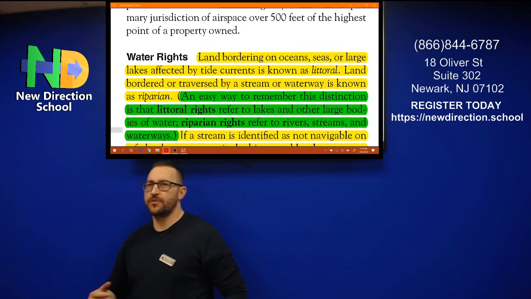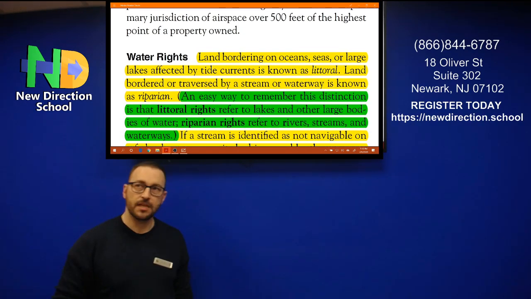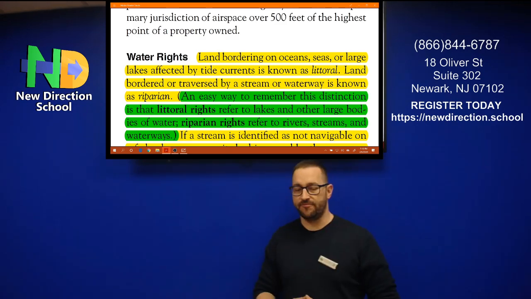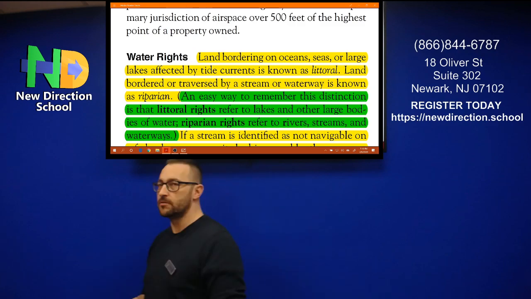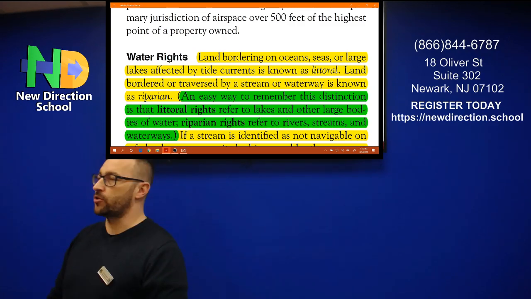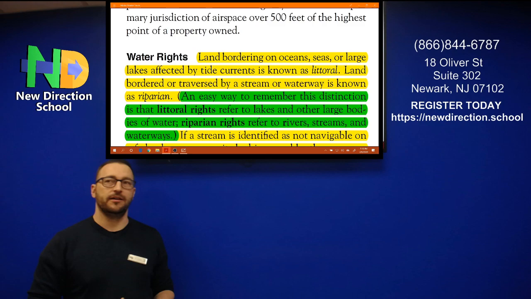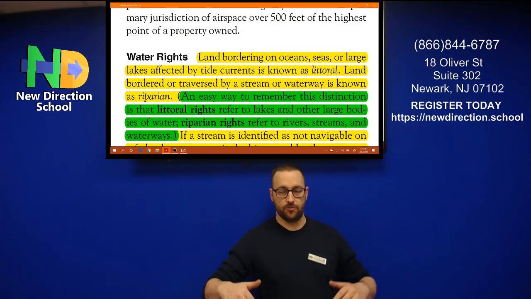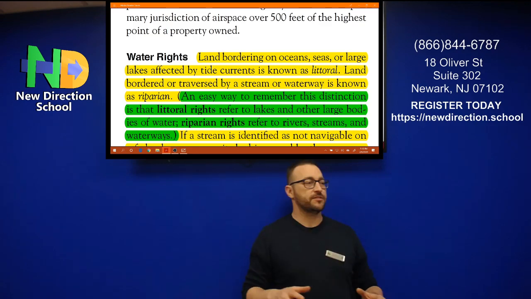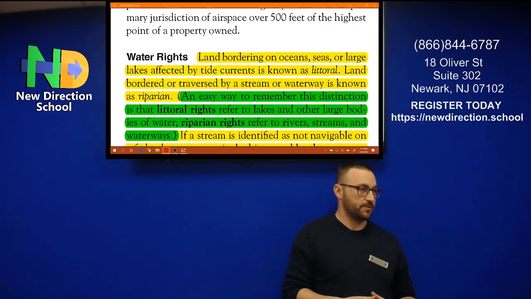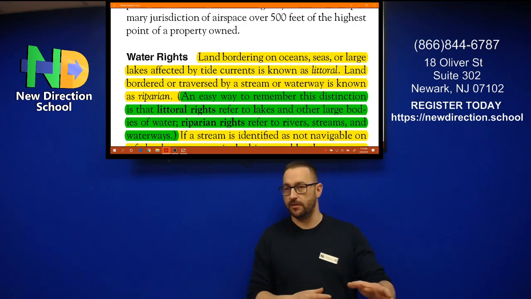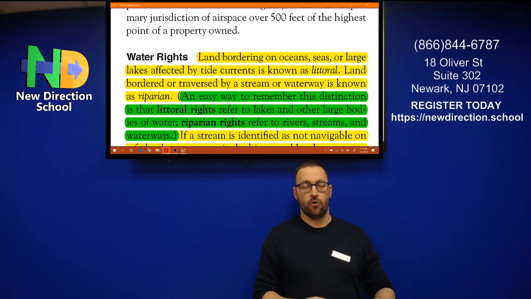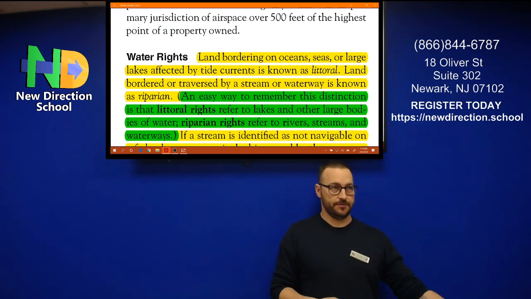So, as far as water rights, land bordering on oceans, seas, or large lakes affected by tide currents is known as littoral, and land bordered or traversed by a stream or waterway is known as riparian. What we're saying here is that if your property, your land, is bordering water, you might own it, or you might have rights to a portion of it, all right?